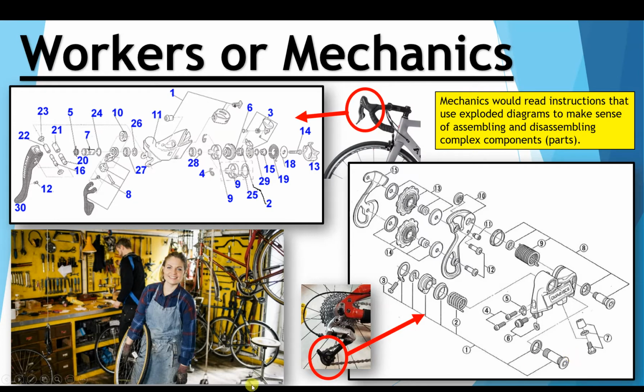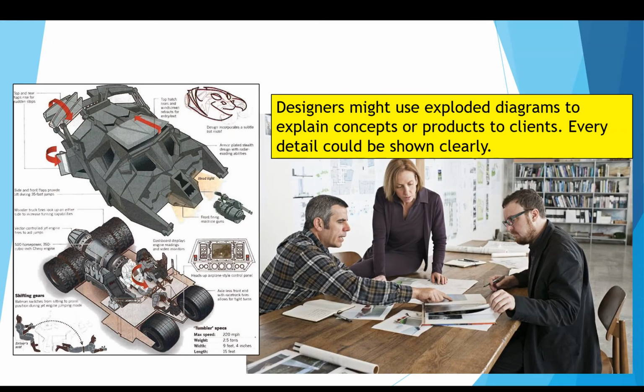Now this would enable that person who is repairing the bikes to be able to easily identify, first of all, how to take apart and repair a broken component. Remember, component is the proper word for part. And they could also see the part number so they could order spares if a customer needed it. So mechanics would read instructions that use exploded diagrams to make sense of assembling and disassembling complex components.